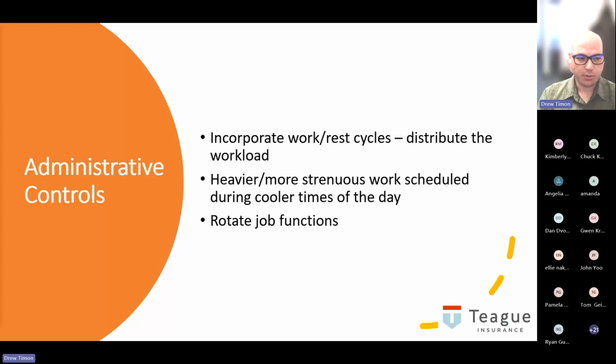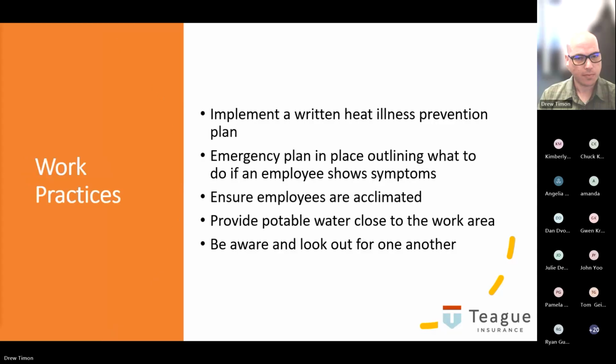In addition to administrative controls, when we find that those are infeasible, then the employer will need to implement personal heat protective equipment for indoor workplaces. All right, so our work practices for both indoor and outdoor employers are going to need to implement a written heat illness prevention plan. I have a sample plan that I will post along with this video that you can refer to, or take and modify to fit your operations.